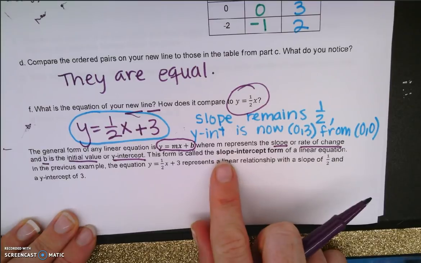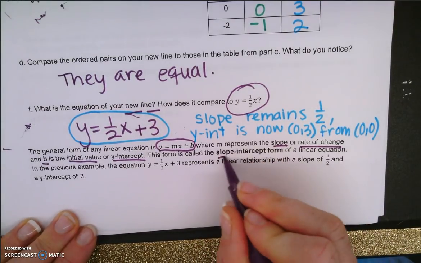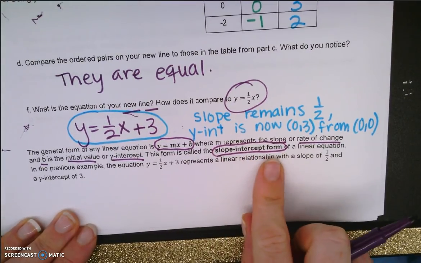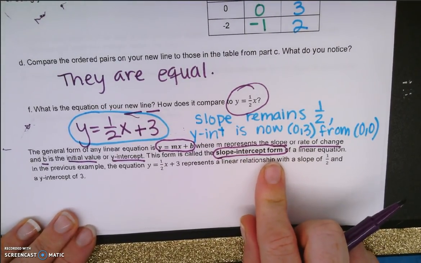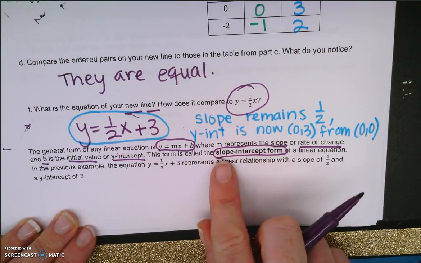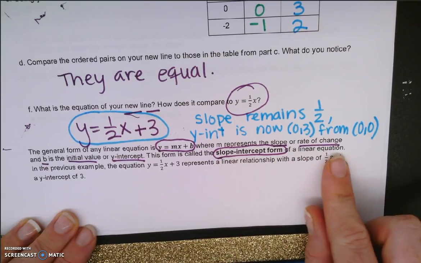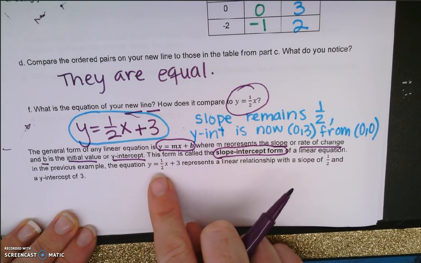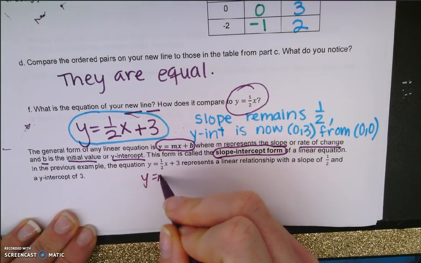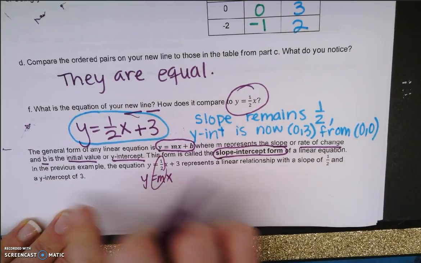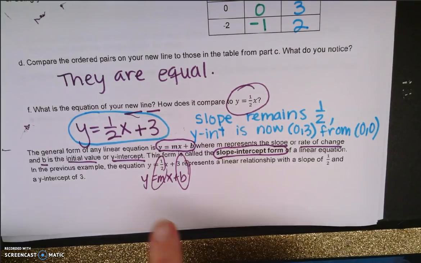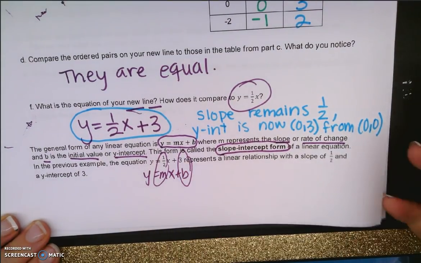This form is called the slope-intercept form of a linear equation. And that's really important for you to know, that this equation is called slope-intercept form. You're going to have a lot of problems that ask you to rewrite equations in slope-intercept form. In the previous example, the equation y equals 1/2 x plus 3 represents a linear relationship with a slope of 1/2 and a y-intercept of 3. And you can see where the 1/2 corresponds with m and the 3 corresponds with b.